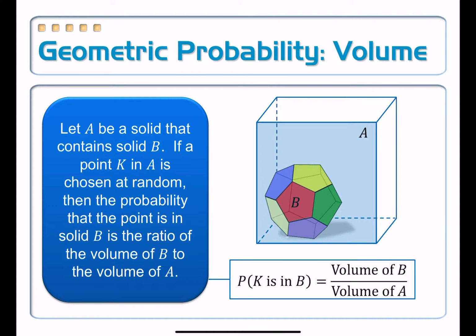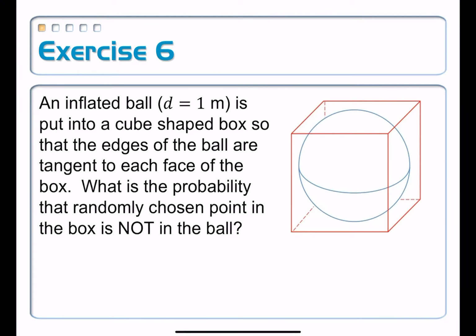So let's take a look at our first example involving volume geometric probability. Exercise 6. An inflated ball with a diameter of 1 meter is put into a cube-shaped box so that the edges of the ball are tangent to the faces of the box. That word tangent right there just means that it touches at a single point. So it'll touch over here at the center, here on all of its faces, and so on.